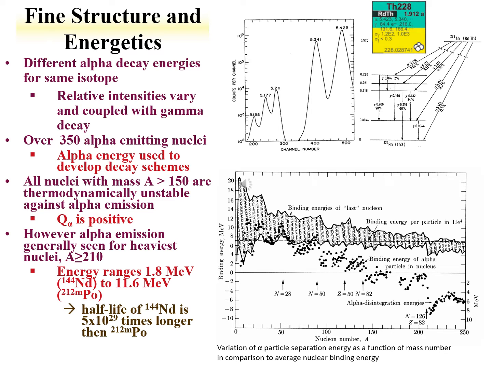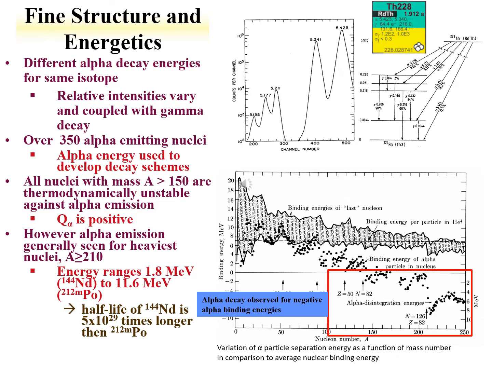That means they have a positive Q value. However, for many isotopes, this positive Q value is extremely small. It means that alpha decay is unlikely. So you generally see alpha with isotopes that are greater than a mass of 210. This isn't completely true. As we see here, their energy ranges from about 2 MeV to almost 12 MeV, where neodymium-144 is a very low energy alpha emitter in the lanthanides. Polonium-212 metastable is a very high energy.